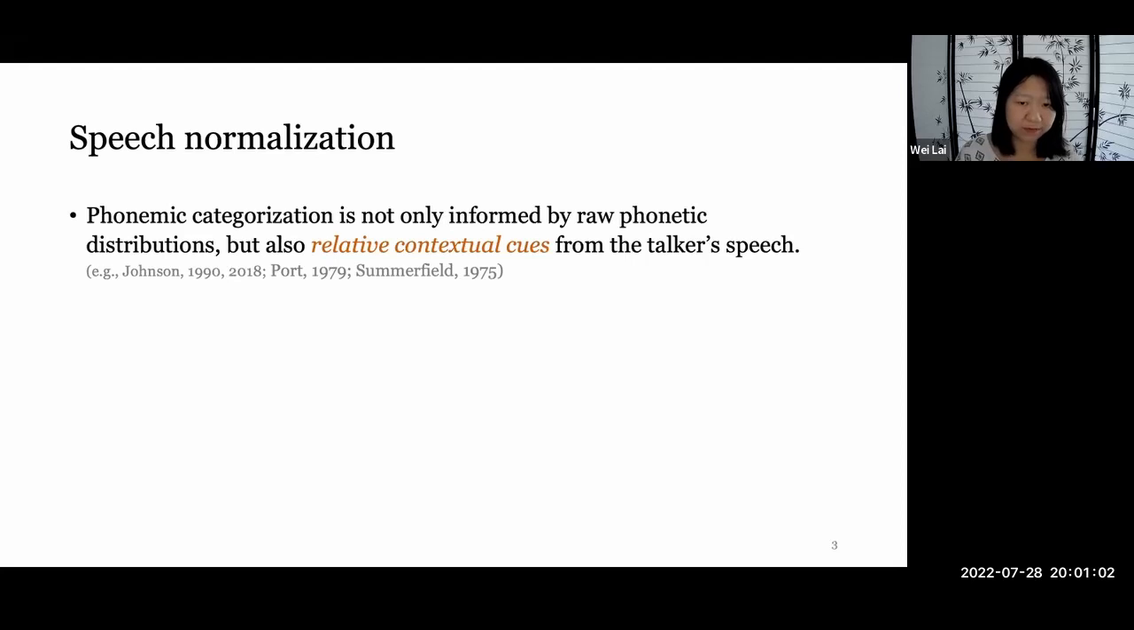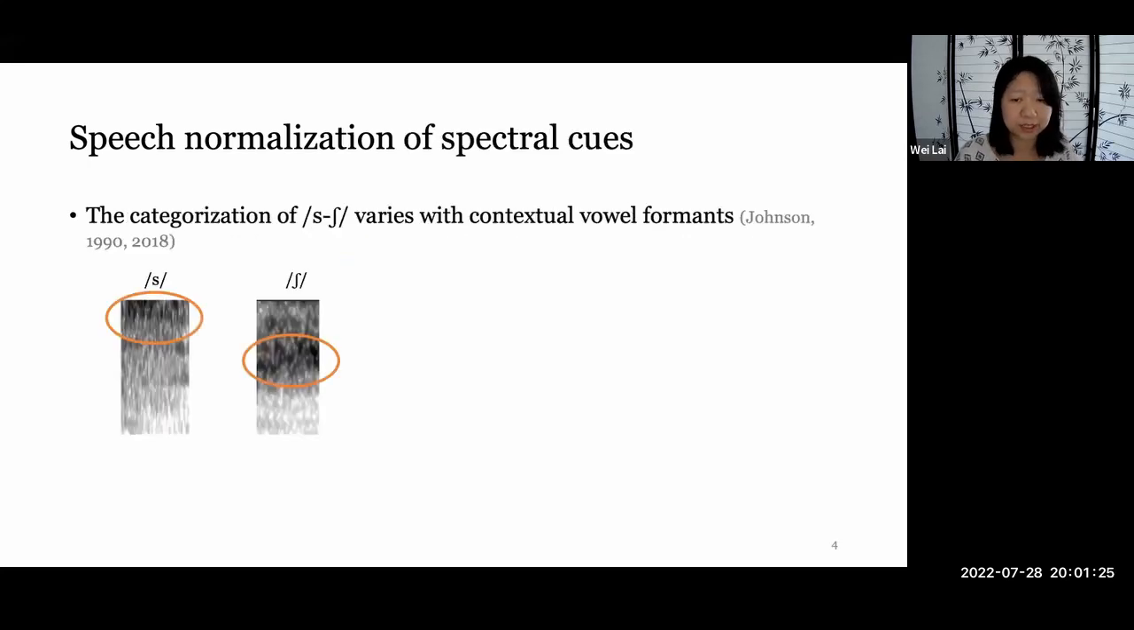However, we also know that phonetic categorization is not only informed by the phonetic distribution of the target phonemes. Listeners also draw on contextual cues from the talker's speech to make linguistic interpretations, and this process is called speech normalization. And it may apply to the perception of different phonemic contrasts. So in our previous example, the contrast of S and SH is realized by spectral cues, and S usually has a higher spectral energy frequency than SH.